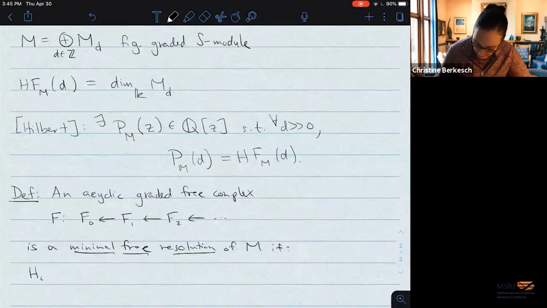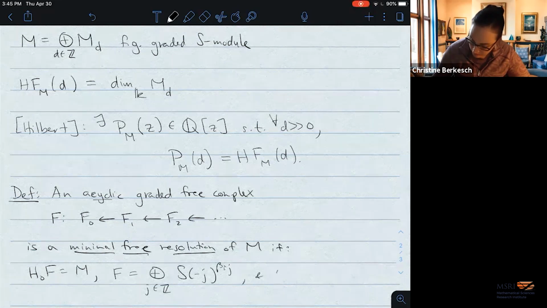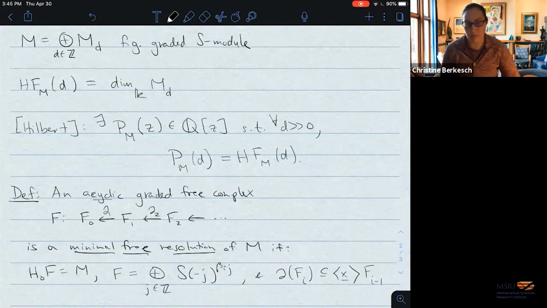So we want the 0th homology to be M, and then, right, we already covered acyclic, so our higher homology vanishes, and then we want free modules. They should be graded free modules. So they look like this. And then the minimal part is saying that if I have my differentials, then when I apply them, I have my graded maximal ideal involved in my entries. So I'm not using units in the entry.